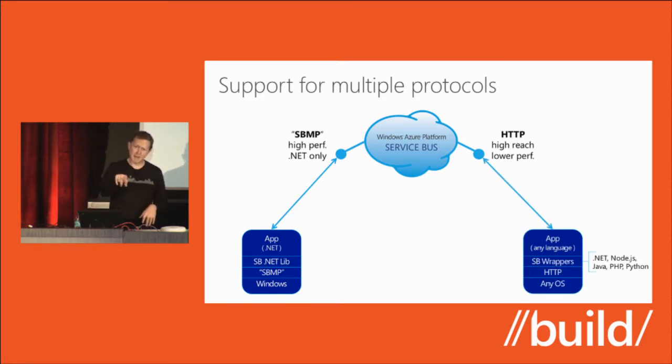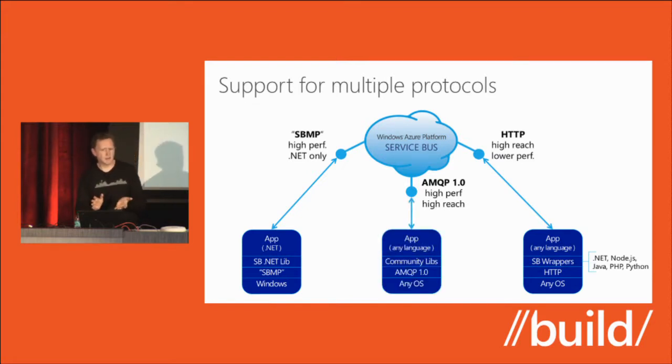We provide a bunch of wrappers for some languages to make it easier to do those HTTP requests, because it can get kind of complicated if you're doing it all from scratch. So we've got some wrappers that Microsoft provide. And then with AMQP 1.0, we kind of get the best of both worlds. We've got the high performance and we also have the high reach. And you can talk to our AMQP endpoint using any community library, any library that supports AMQP 1.0, you can use that to interact with Service Bus.